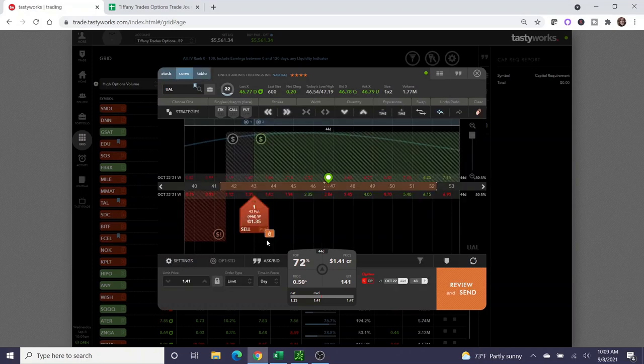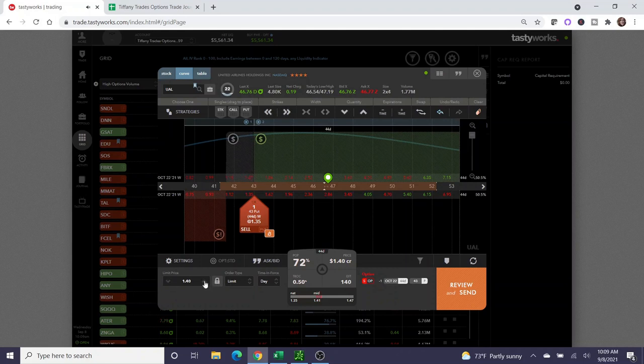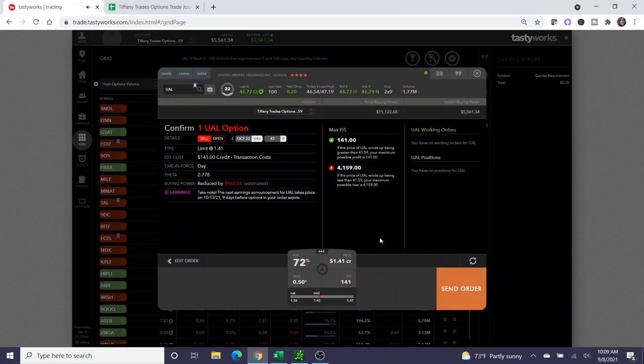If you ever need to go back and edit your order, you just simply select the back button right here, or edit order. You can go up, you can go down, you can reset to the mid prices, you can review and send.